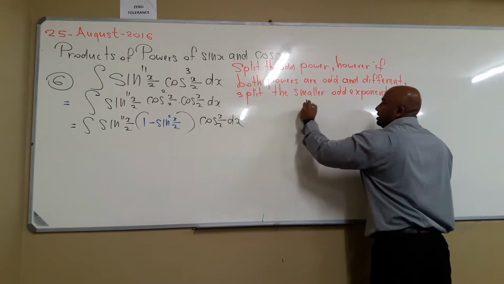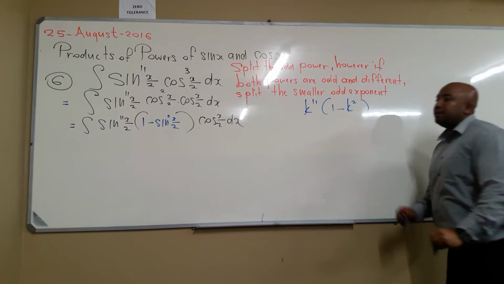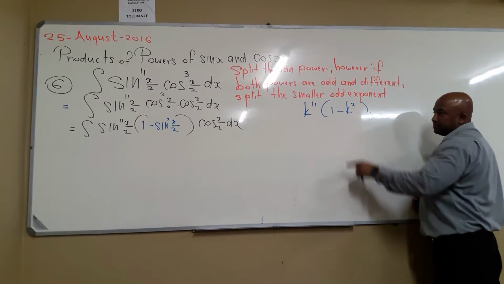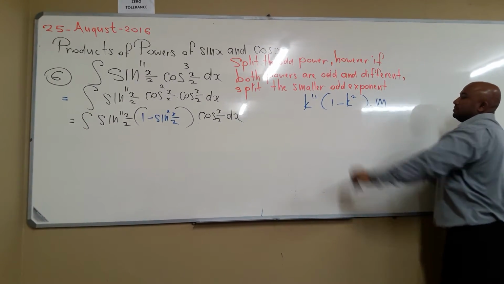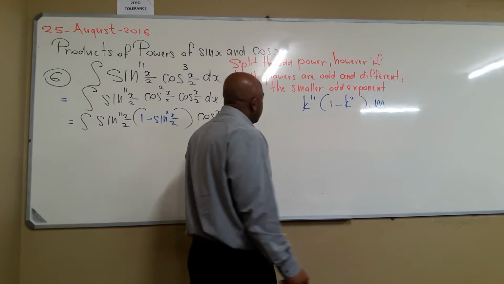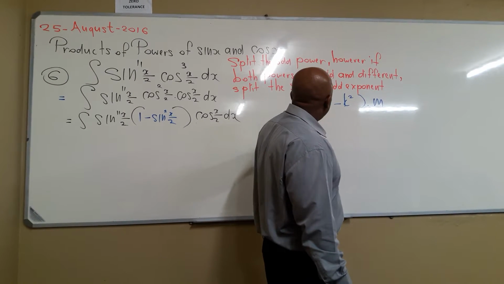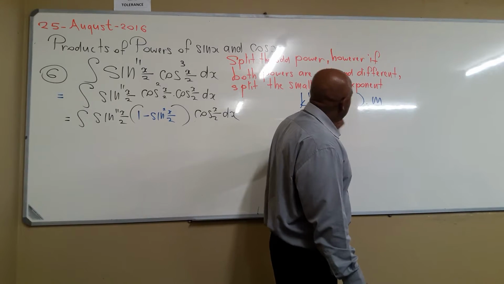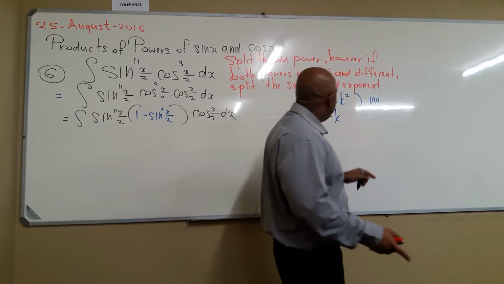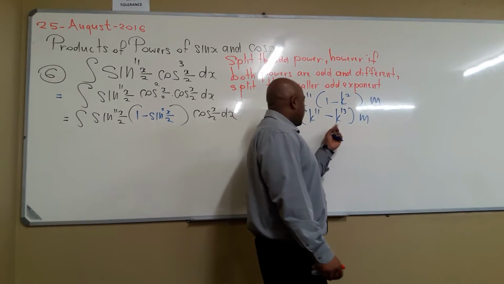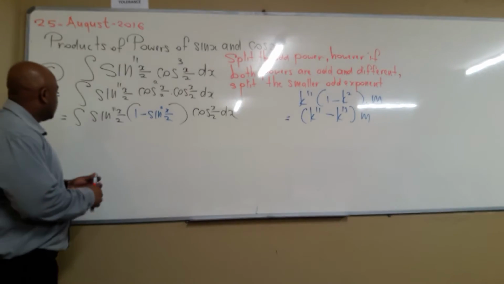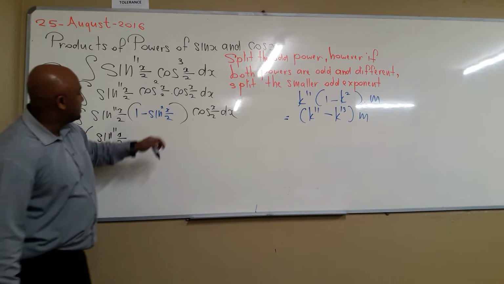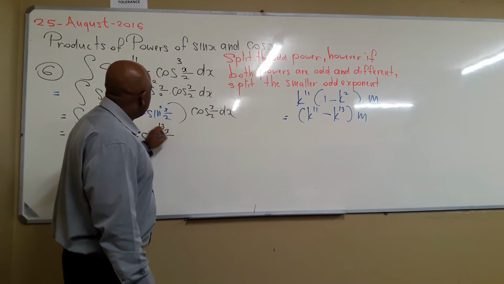So what we have there is k to the power 11 and 1 minus k squared, if I replace sine with k, times the odd one out. What is the odd one out? It's cos. So let's call cos m. Right, so what we can do here is multiply k to the power 11 times 1, which is k to the power 11, minus k to the power 11 times k squared. When we are multiplying and the bases are the same, what do you do? You add the exponents, so that will be 13. So we got all our common terms within brackets. So that will be sine times 1, that will be sine to the power 11 of x over 2. Sine times sine squared again, minus sine to the power 13.